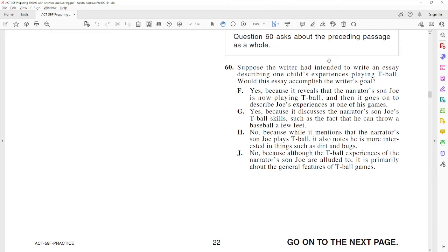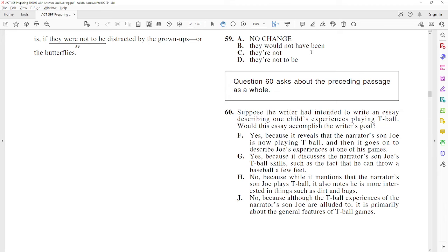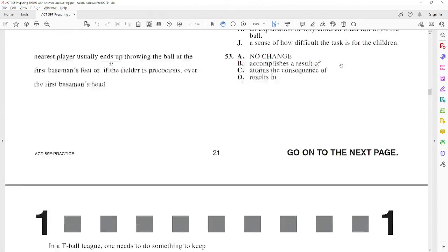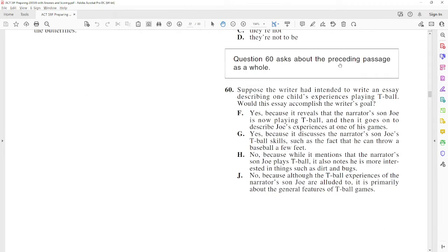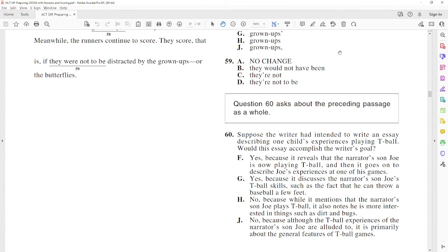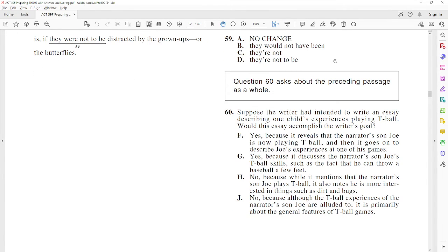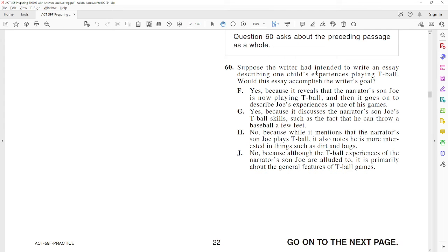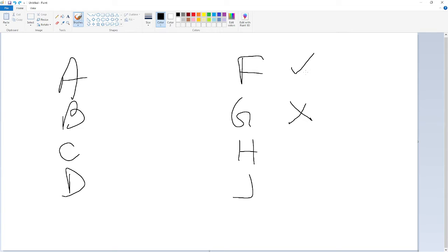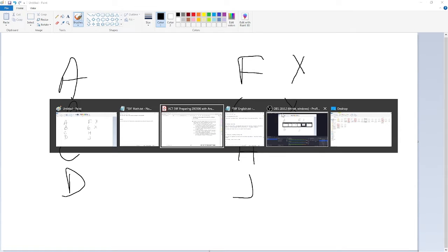This is another writer's goal question, so that's writer's goal, chapter 20. "Suppose the writer had intended to write an essay describing one child's experiences playing t-ball. Would this essay accomplish the writer's goal?" Well, just from what I read, the passage seems to be about t-ball in general, not just one child. One child's experience is too specific. Many children's experience, maybe, but I think it's more about t-ball in general. So I would say it's one of the no's. F and G are out because they're both yeses. So it's going to be one of the no's. Let's see which no it is.